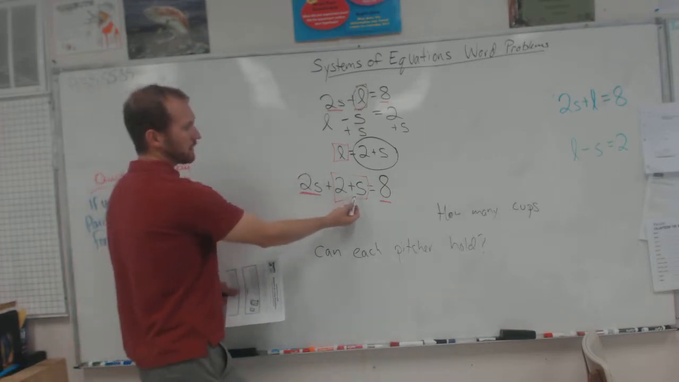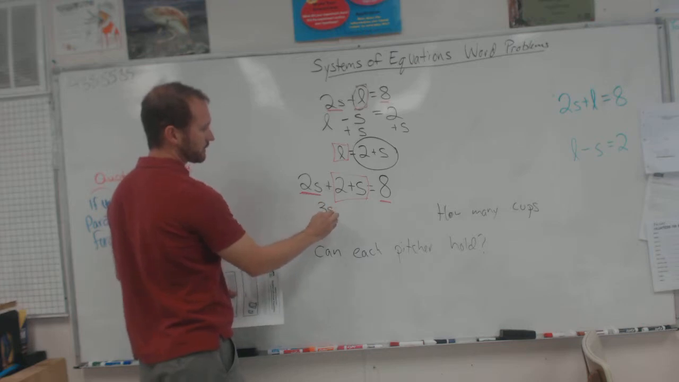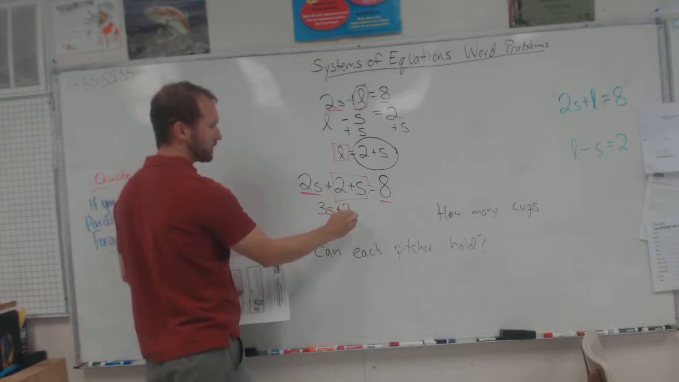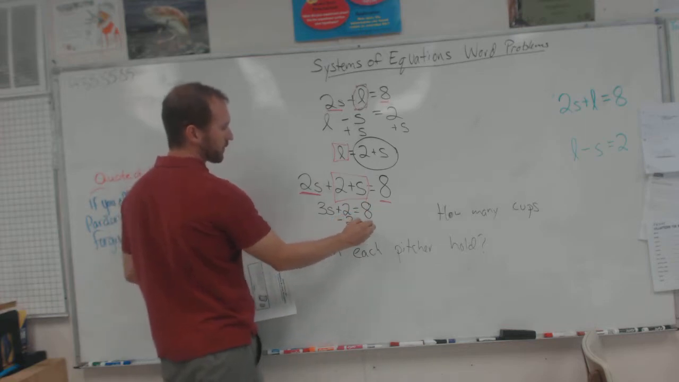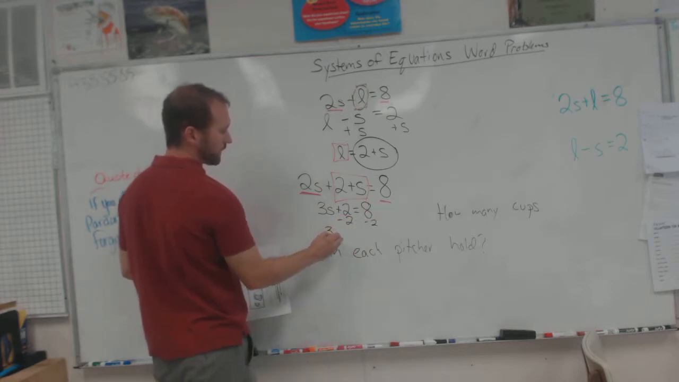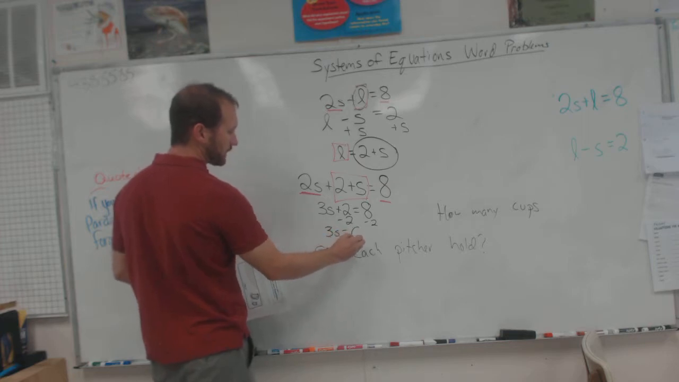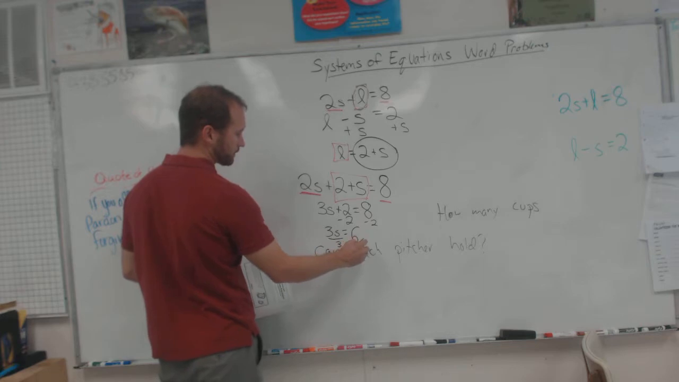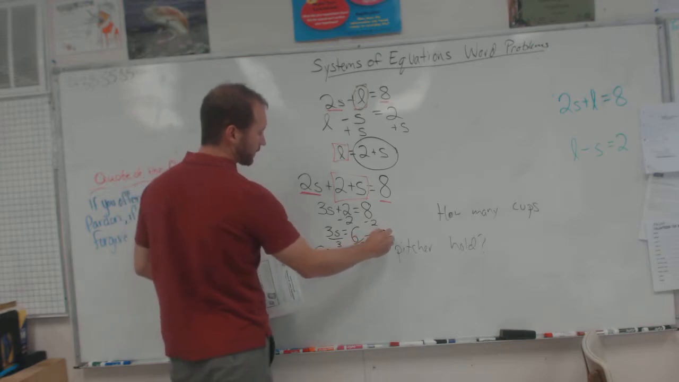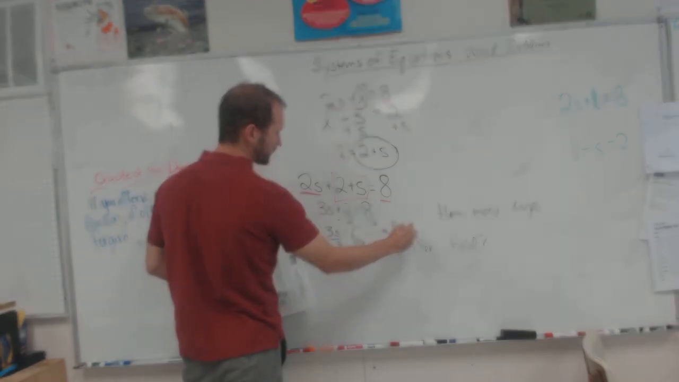2s plus s is 3s, and then I still have my plus 2 on this side. If I subtract 2 from both sides, 3s equals 6. Divide by 3, and I have s equals 2.